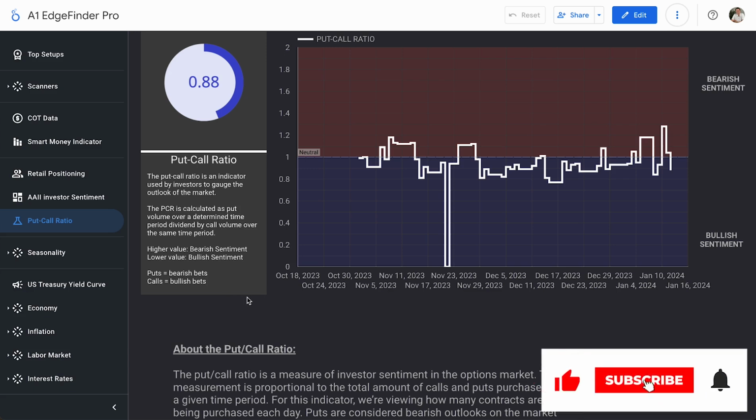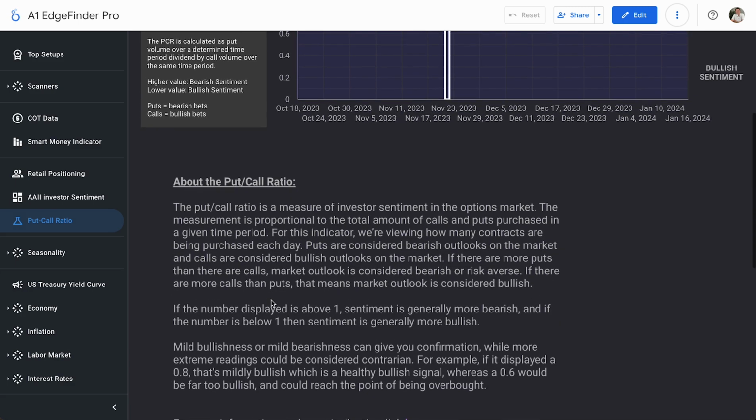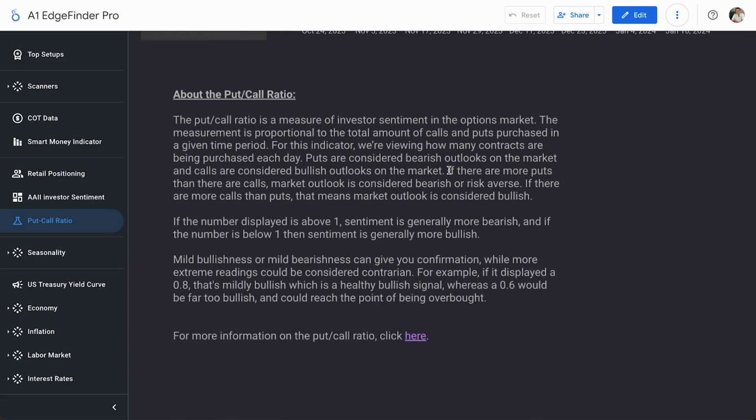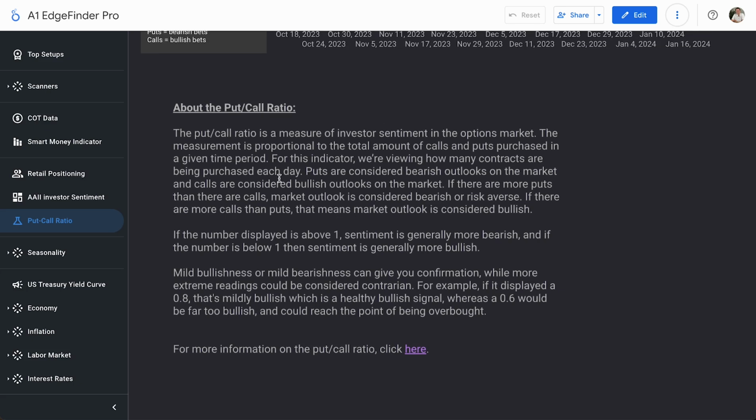So just in case you're unfamiliar with what puts and calls are, essentially puts and calls can be described as either bullish or bearish bets on the way that the market is going to trend, stocks are going to trend. We actually have this little about section right here that I can read out for you guys really quickly to get a little bit more detail about exactly what it is we're going to be taking a look at.